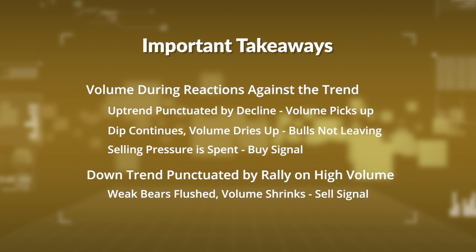Now, if you have a downtrend punctuated by a rally on high volume, then you know that the weak bears are starting to drop out, and the volume starts to then shrink after you've done that. Then you're looking at a sell signal. So I'm going to show you some of this on a chart. I think it'll make more sense when you see it charted.